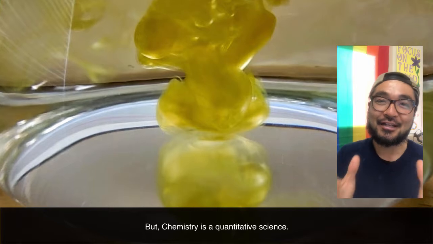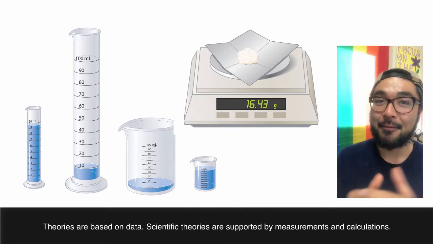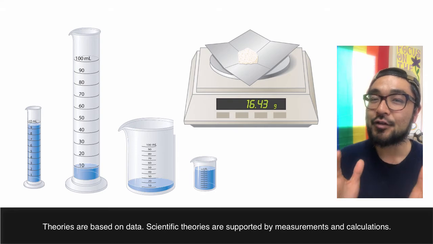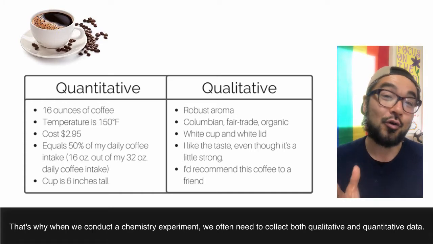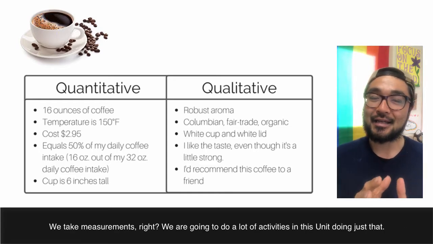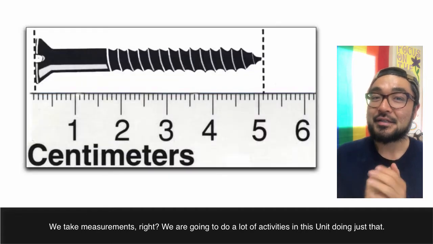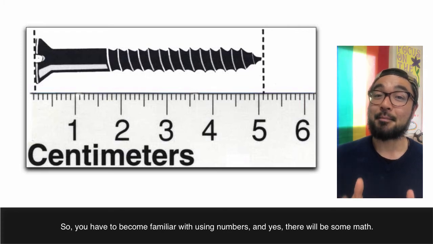But chemistry is a quantitative science. Theories are based on data. Scientific theories are supported by measurements and calculations. That's why when we conduct a chemistry experiment, we often need to collect both qualitative and quantitative data. We take measurements, right? We are going to do a lot of activities in this unit doing just that. So you have to become familiar with using numbers, and yes, there will be some math.